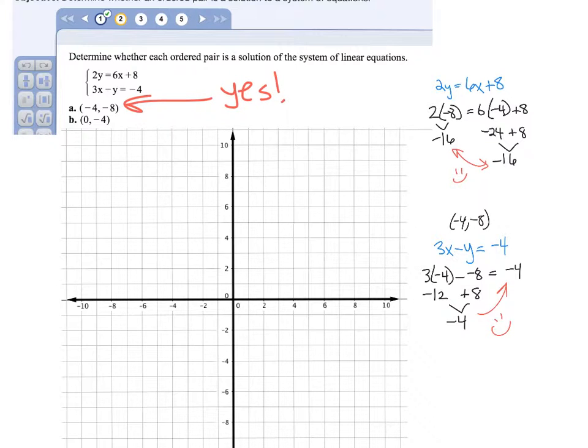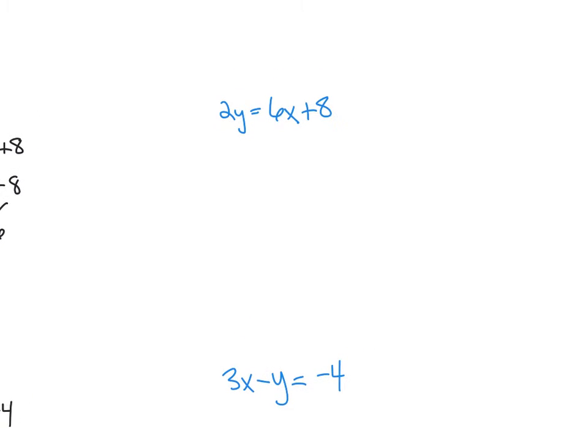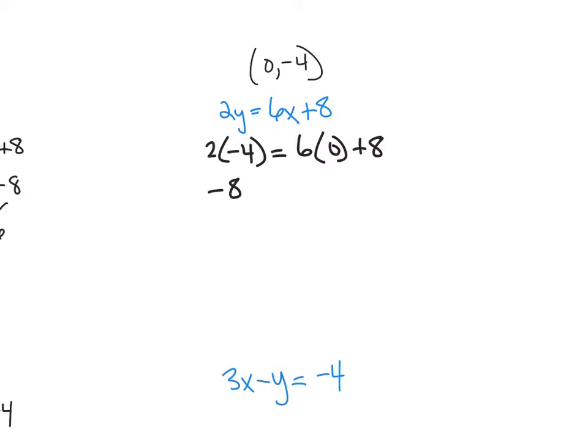So now we're going to do the same thing for 0, negative 4. So we're going to move over here, we're going to zoom in, and we're going to do 0, negative 4. So that means x is 0 and y is negative 4. So that becomes 2 times negative 4 equals, this becomes 6 times 0 plus 8. So the left side is negative 8, and the right side is just positive 8. So that's a no-go. It's wrong.